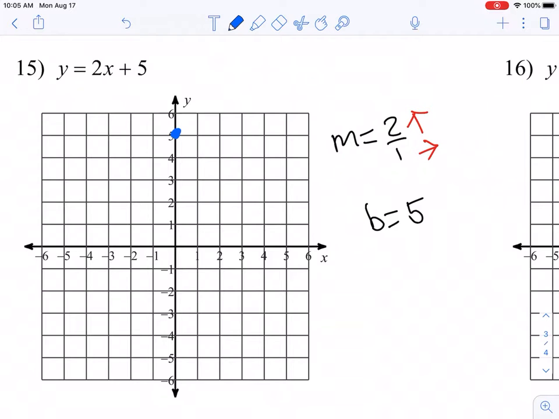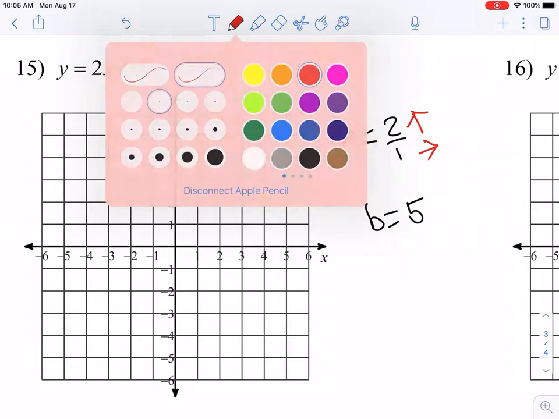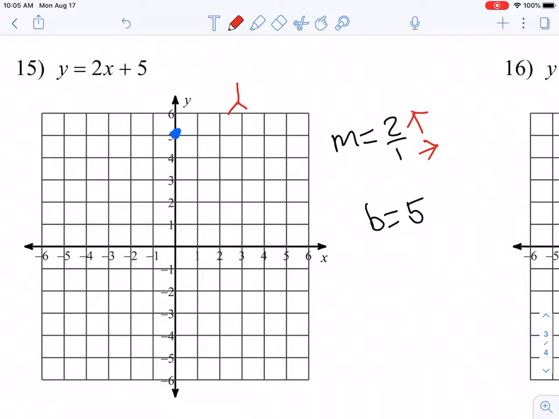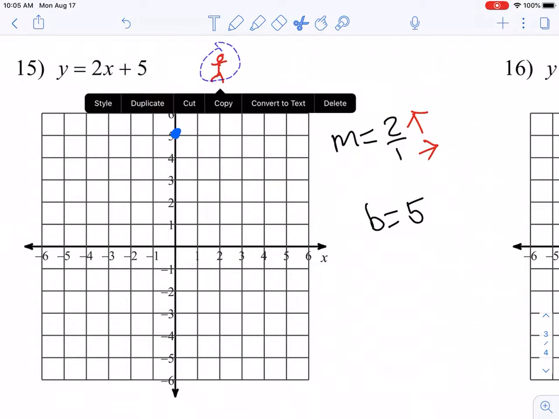So from that point, I'm going to create a little person here. Okay, there's my little person. And my person's sitting here at 5 where it began. And I need to count up 2 and right 1. Now the problem is my person ran out of graph. My person can't go up 2, right 1. There's just no room there.